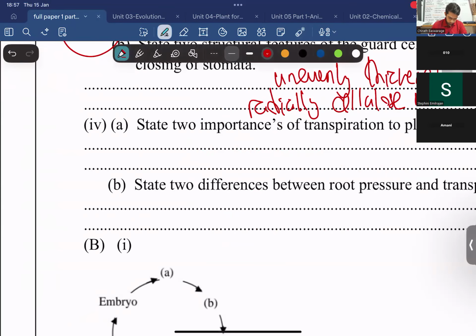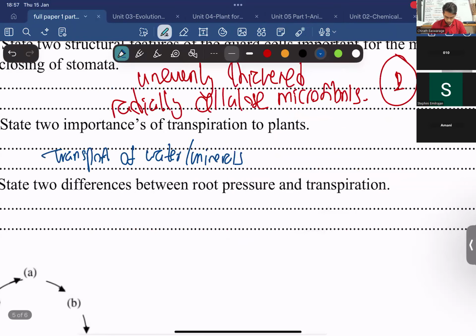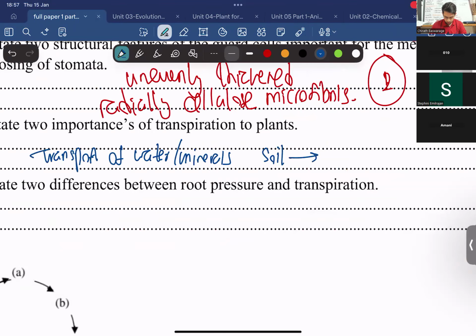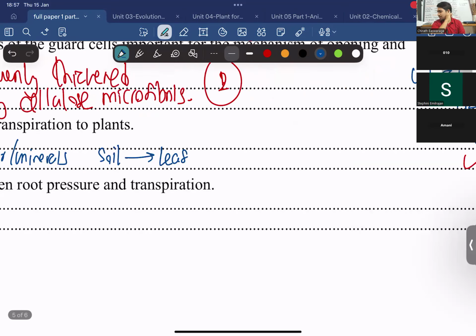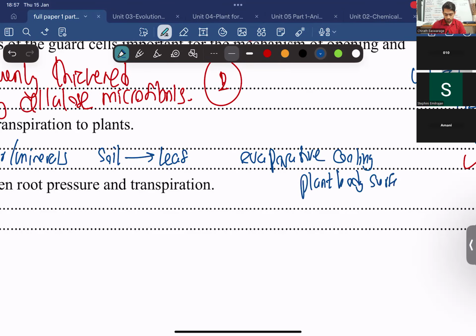Transport of water and minerals from soil to leaf, that is one thing. And there's the other thing, evaporative cooling of the plant body surface. By transpiration the plant can lose heat by the latent heat of evaporation, like how we sweat.